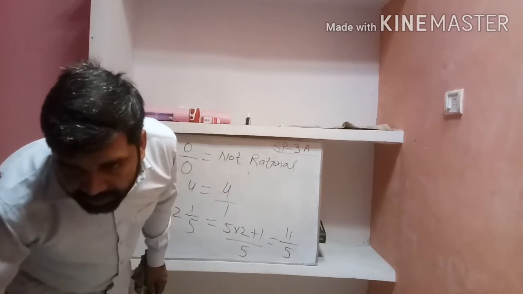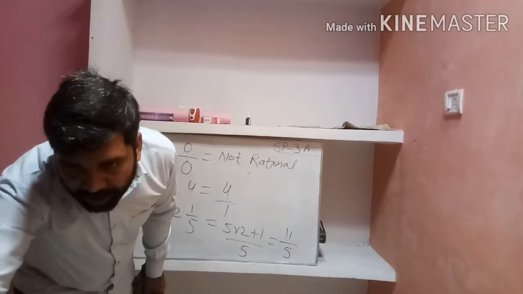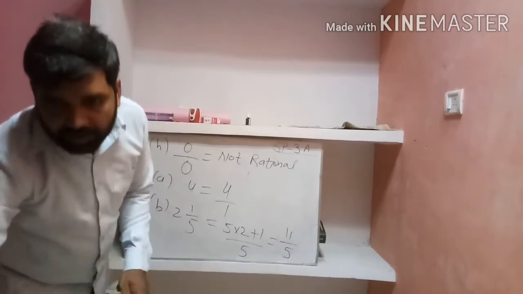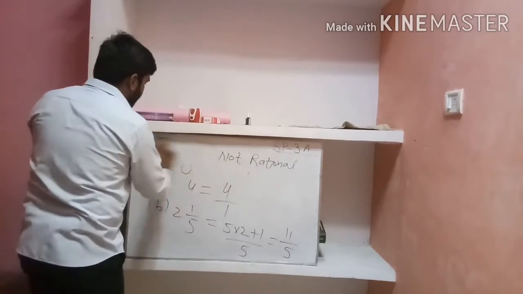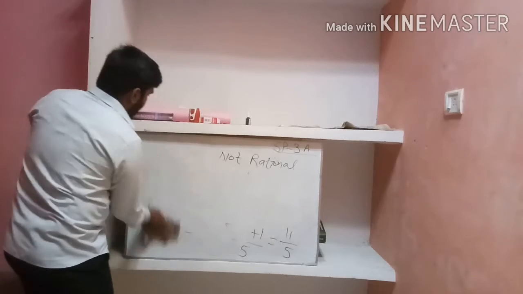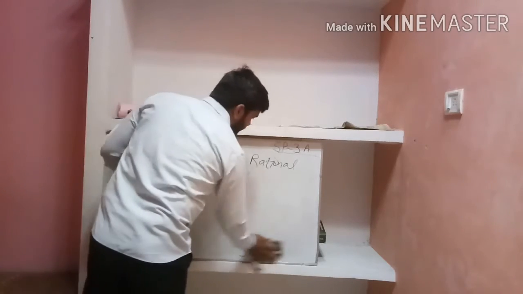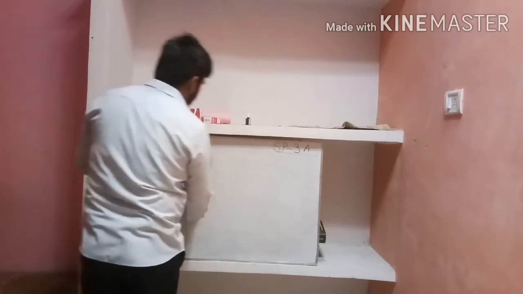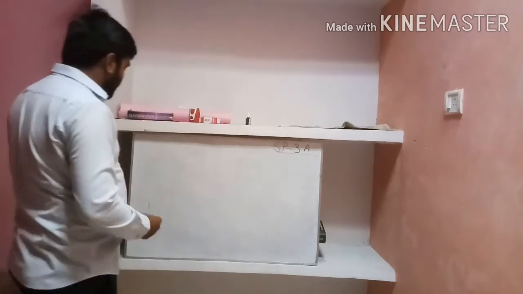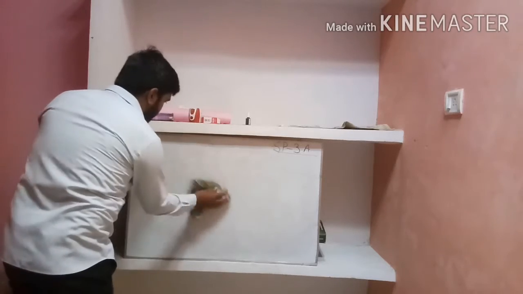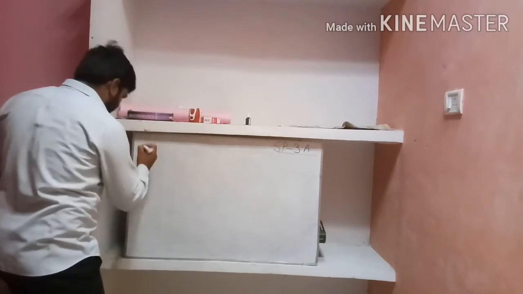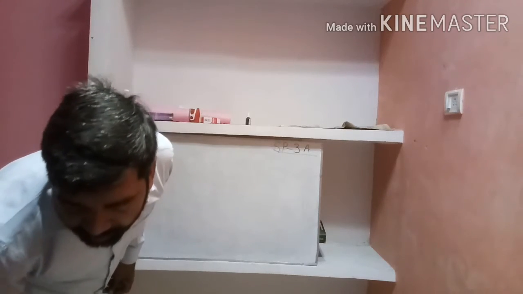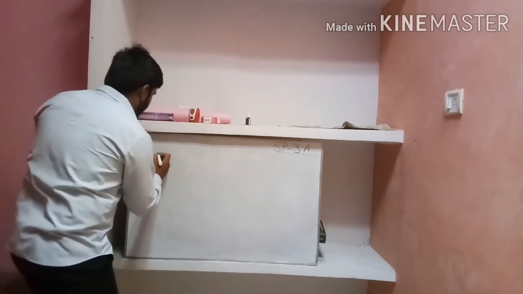Are these rational numbers equivalent? See, 2 by 3, 4 by 6, 6 by 9, 8 by 12. Let us check question number 3. Are these equivalent or not? Equivalent rational numbers means their value should be the same after simplification. Or we can say the equivalent rational numbers are the multiples of the original rational number. So in question number 3 we have the numbers 2 by 3, 4 by 6, 6 by 9.